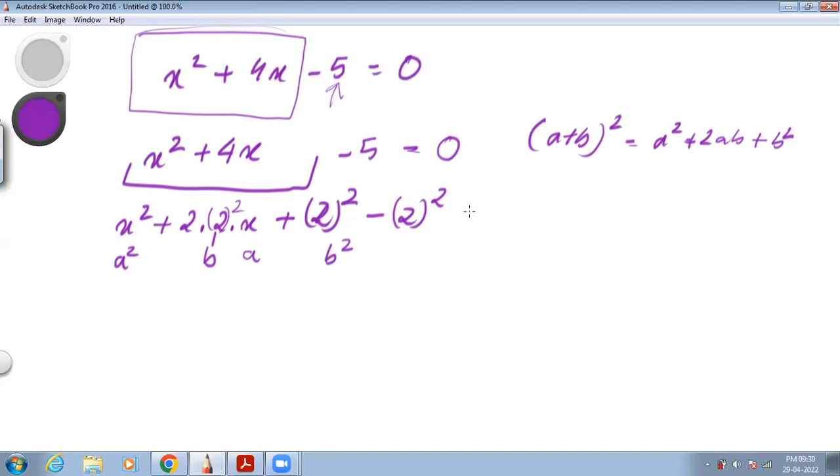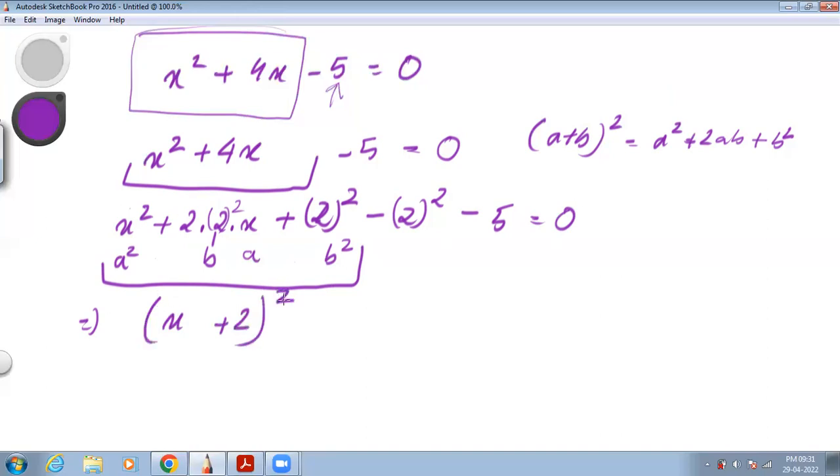So I'm just adding and subtracting 2 square on the left hand side, and then minus 5 is already there. This equates to 0. So what do we get? Now the first three values together will make x plus 2 whole square, a plus b whole square it is. And we have minus 2 square is 4 and minus 5 equals to 0. And thus we get x plus 2 whole square equals to 9.